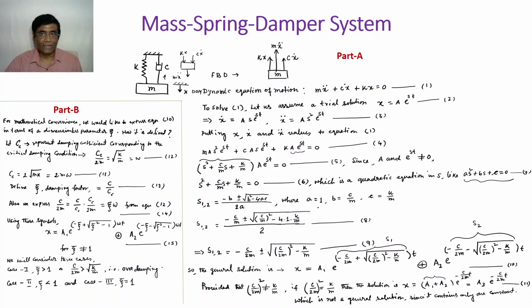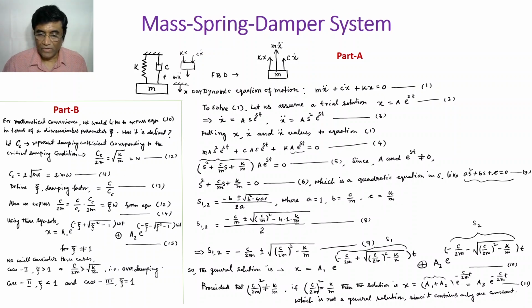Well, so far so good, right? This is very, very fundamental. We have only used class 12 maths and tried to crank out the solution of a mass spring damper system. Now here, for mathematical convenience, we would like to express equation number 10 in the form of a dimensionless parameter called damping parameter zeta. So let us try to understand why, and how to define it.